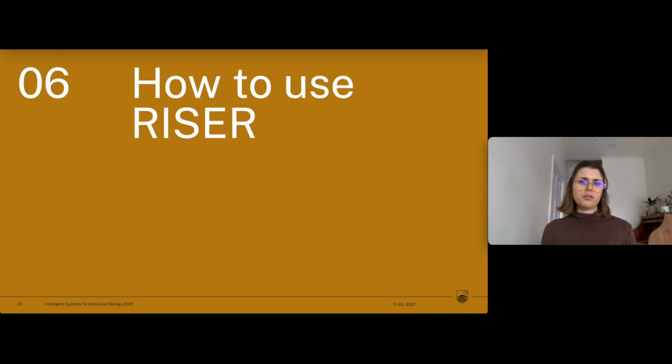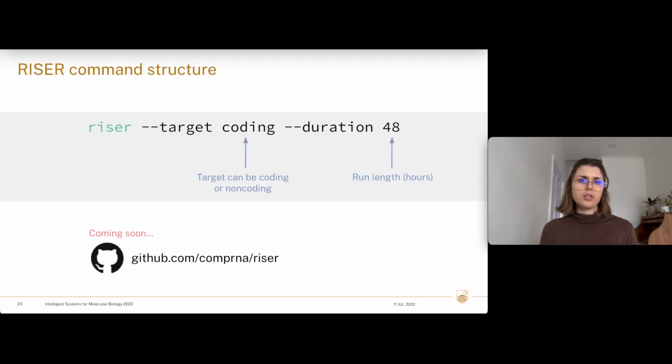So I'll just finish off with a quick section on how to use RISER. We've developed a really simple command line tool to run RISER, and here's just a simple example of it. You only need to specify your target, which can either be coding or non-coding, and the duration in which to run RISER for, which should simply be the same as the run length that you set in MinKNOW. RISER will soon be available freely, open source on GitHub, and that will be uploaded very shortly.